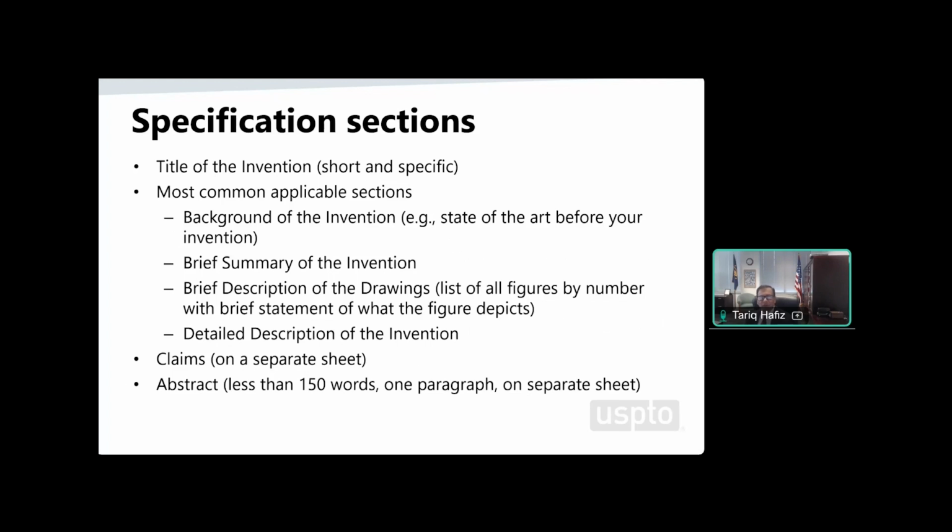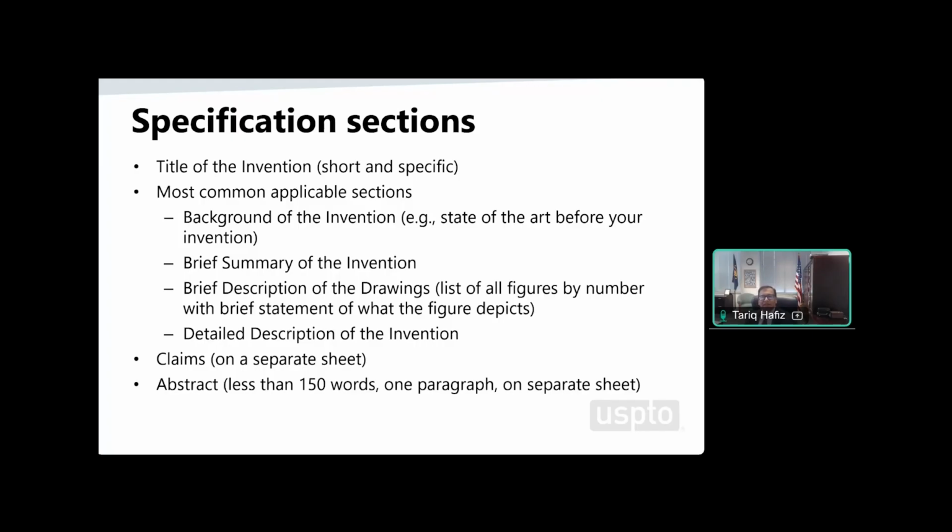So the title is required, and the title does have to be more descriptive than "roller skate." There are lots of roller skates, but "roller skate with adapter for attaching metal blade" is considerably more helpful. You want the title to be descriptive of the invention. It's really helpful for everyone, the public as well as the examiner.